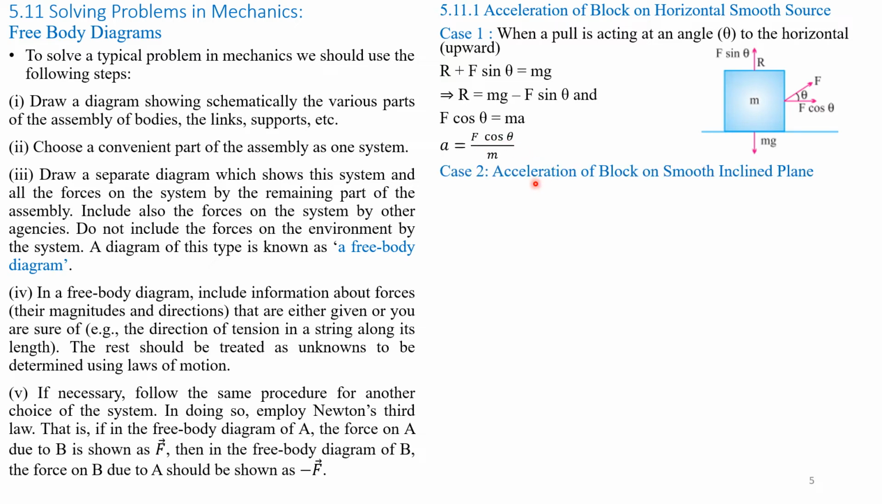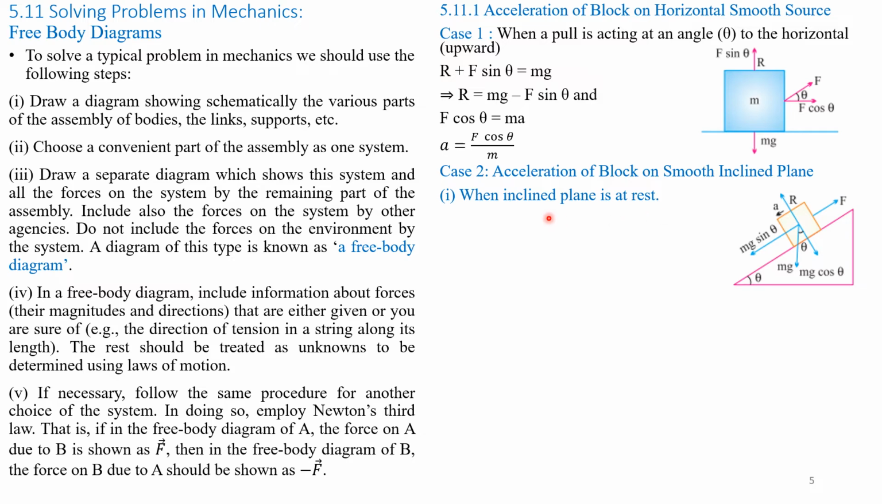Next case, then we'll consider acceleration of a block on a smooth inclined plane. Please see the diagram. The block in the previous case is on an inclined plane. Its weight mg is acting downwards and it is applied with a smooth acceleration a as shown here. And as usual, there is a reaction and a force F, and mg cos theta is the vertical component.